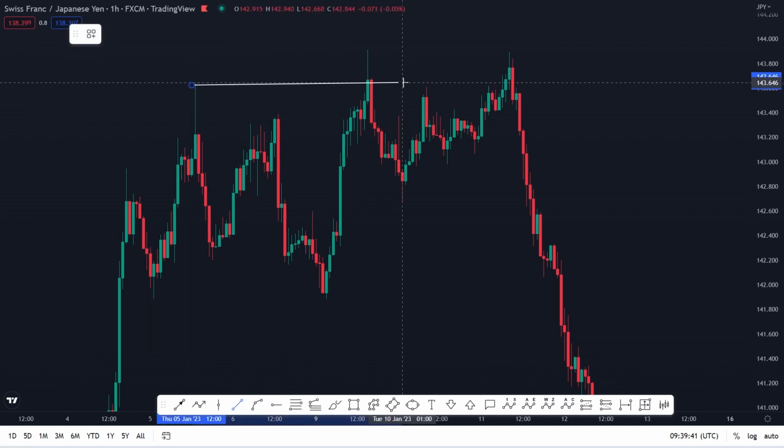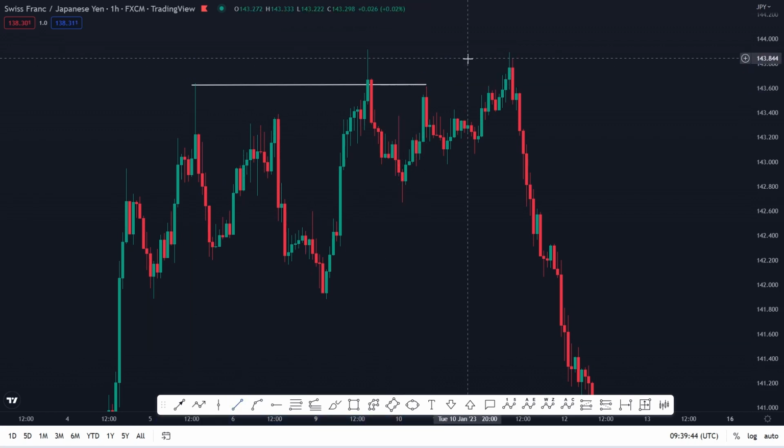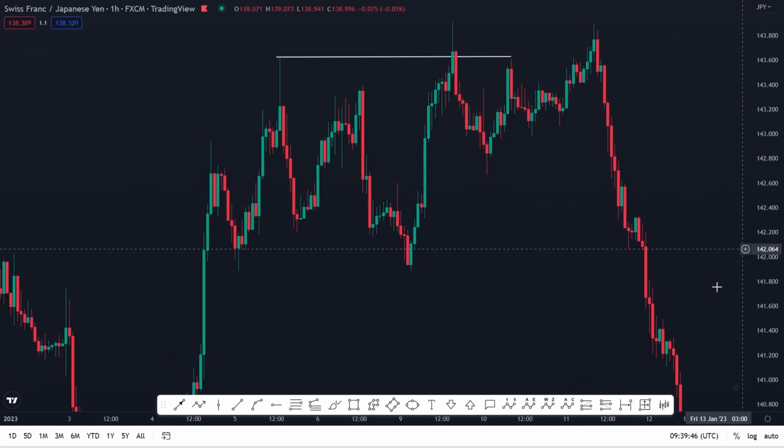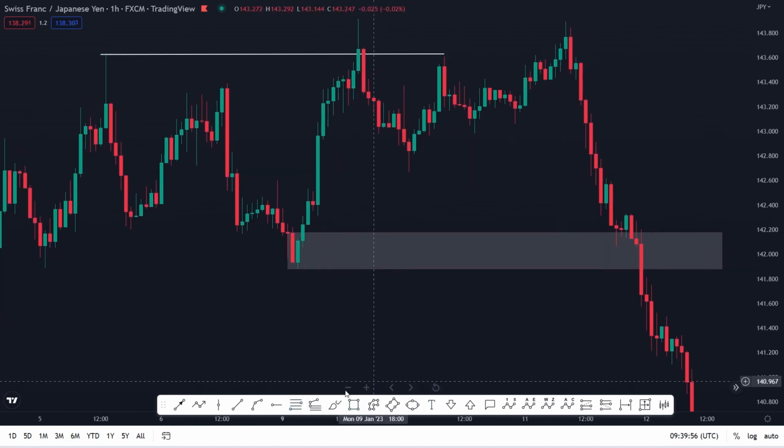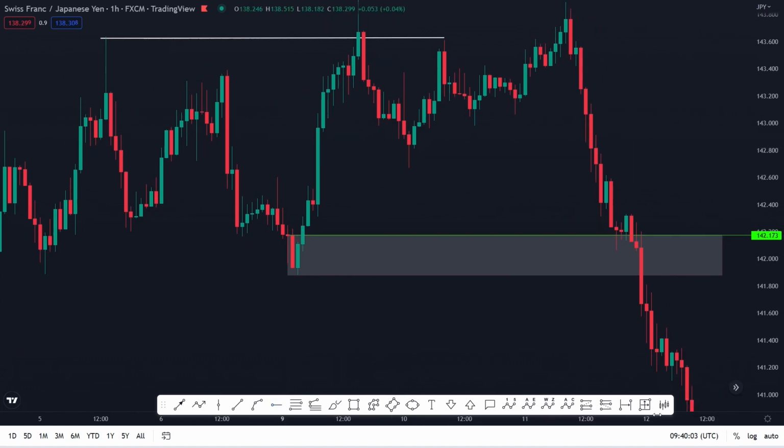Let's say someone says this is a break of structure, the market is still bullish, and this is your order block around here. So someone will put a buy limit order here. Imagine this trader, he or she will lose 30 pips.